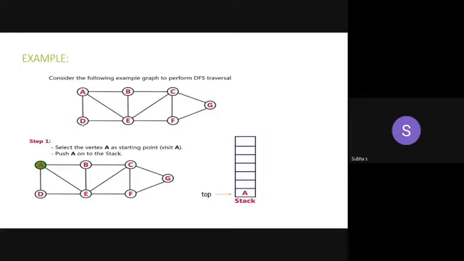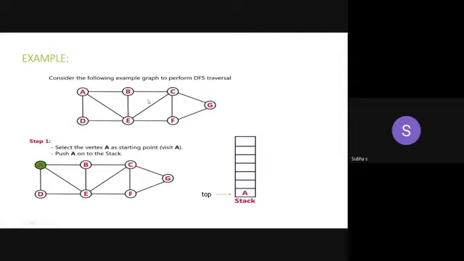So you are making that vertex visited. Then you are pushing it onto the stack. Before removing the element, find the adjacent vertex. Like that, you are going to repeat these steps until all the nodes are visited. Got it? If you have any doubts, you can stop at any point, students.